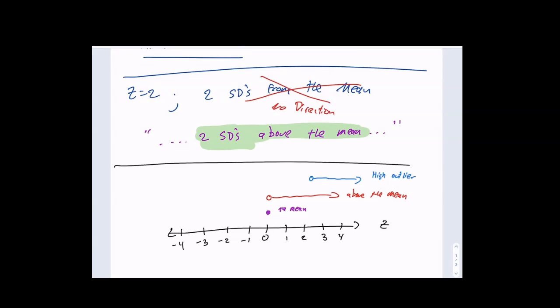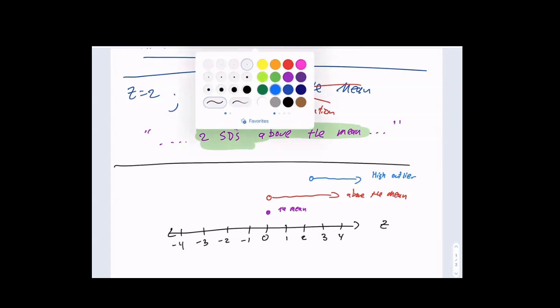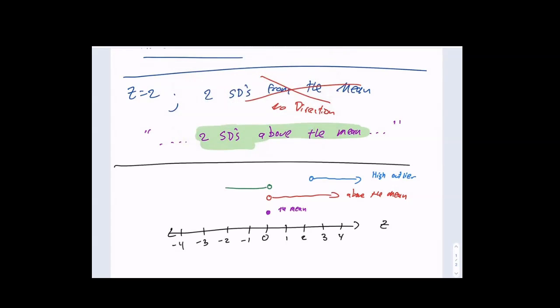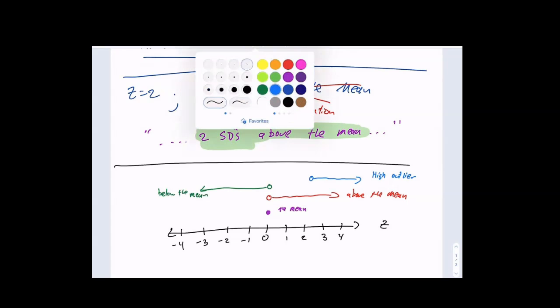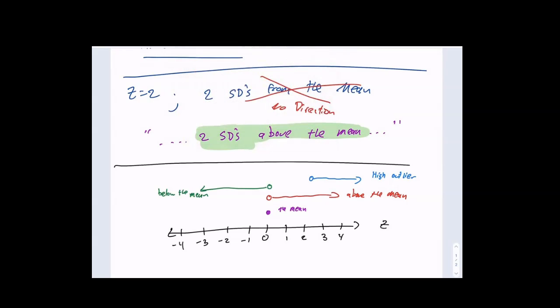And of course, the opposites are much the same. If we have a number that is negative, this is below the mean. And if we had a number that is less than -2 standard deviations, this would be a low outlier.